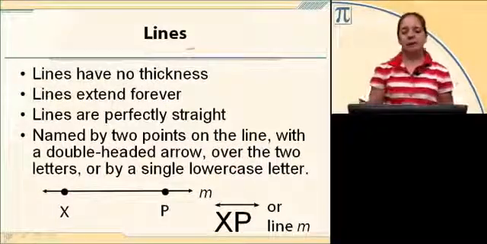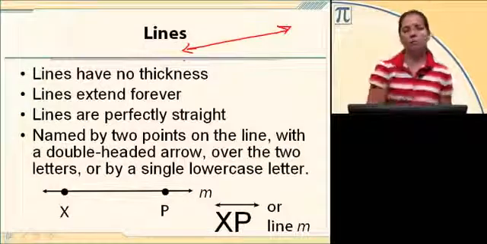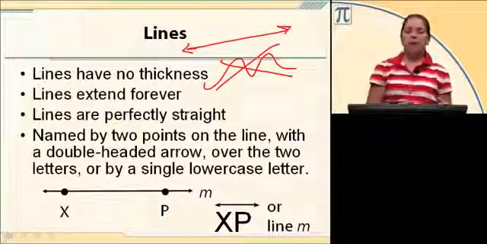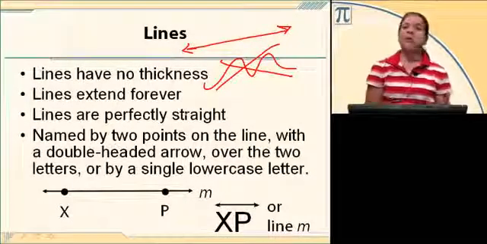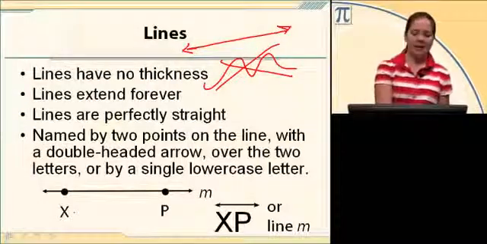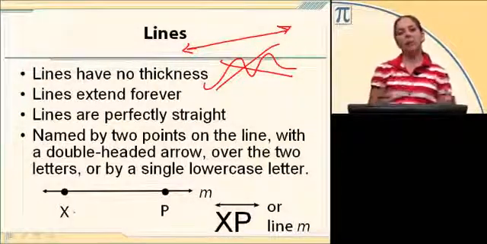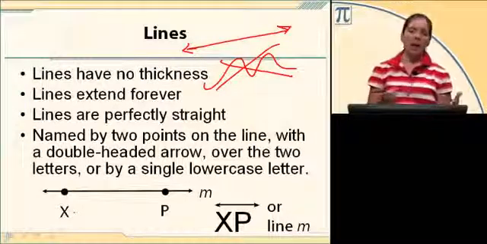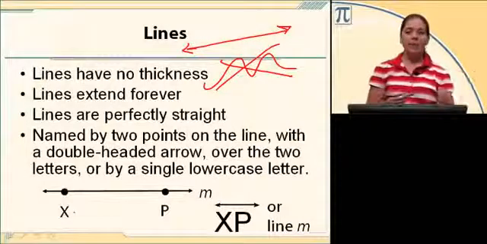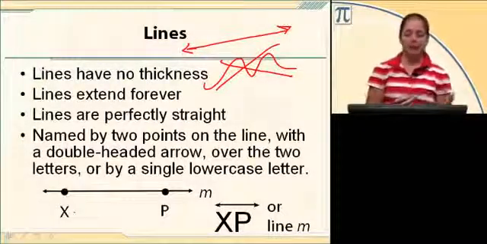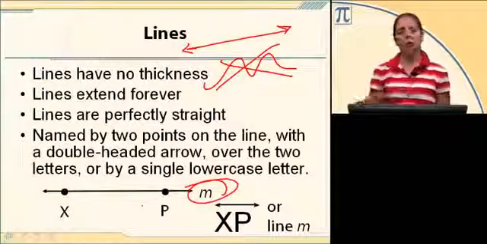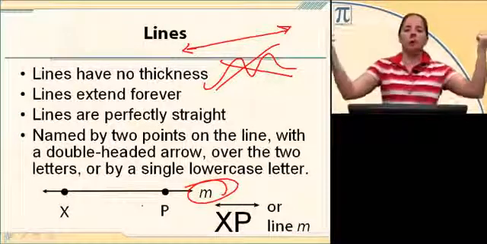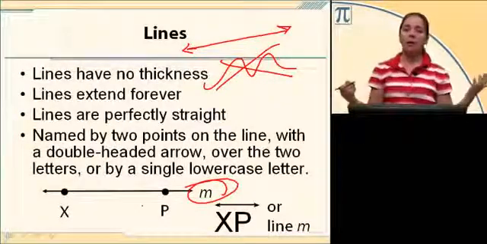Lines, they don't have any thickness. They're going to extend in 2 directions forever. Lines are perfectly straight, so if it's curved, it's not a line. When you name a line, you name it with 2 capital letters, or points, in this case, XP, and you put a double arrow over the top. The double arrow shows the reader that it's going in both directions forever. Now, it doesn't matter if you name this XP or PX. You can write the word line XP, line PX, or you can name it with a lowercase letter, in this case, line M. So a line goes in 2 directions forever, no thickness, perfectly straight.